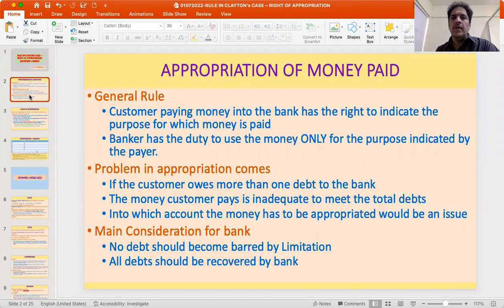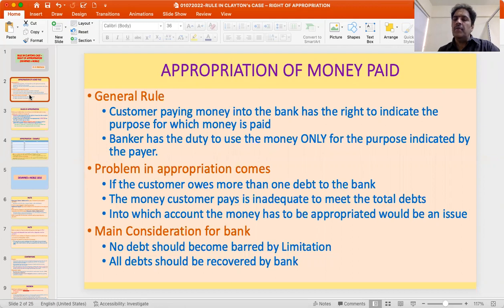So first, appropriation of money paid. The general rule of appropriation of money is the customer paying money into the bank will have a right to indicate how this money is supposed to be used, for what it is supposed to be used, whether it is supposed to be used for payment of this amount or the other, etc. The guidelines which the customer indicates will be the rule that will apply. Then second, the banker has the duty to use the money only for the purpose indicated by the payer. So in accordance with the purpose indicated by the person who is paying money, the bank is supposed to be using the money.